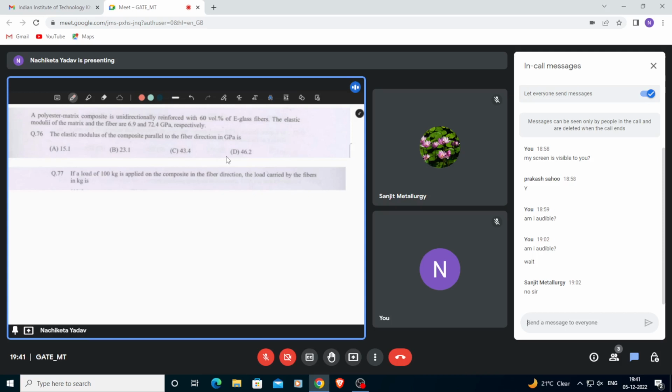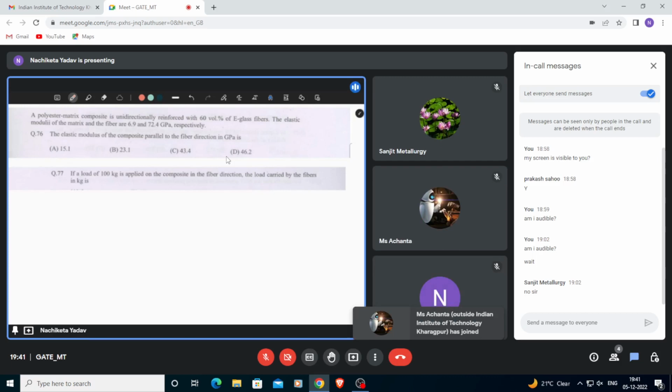And the second part is an isostrain condition. So you try first. Isostrain condition means it is the longitudinal direction, we can say fiber direction. So here strain will be equal: strain in composite, strain in fiber, and strain in matrix will be the same. So can you try? This is the isostrain condition.